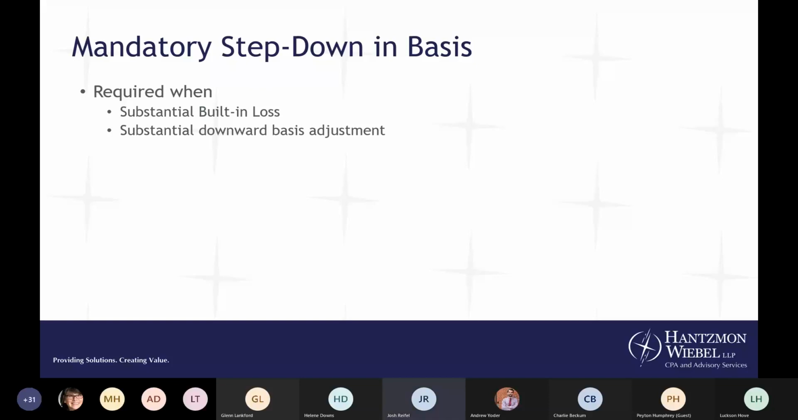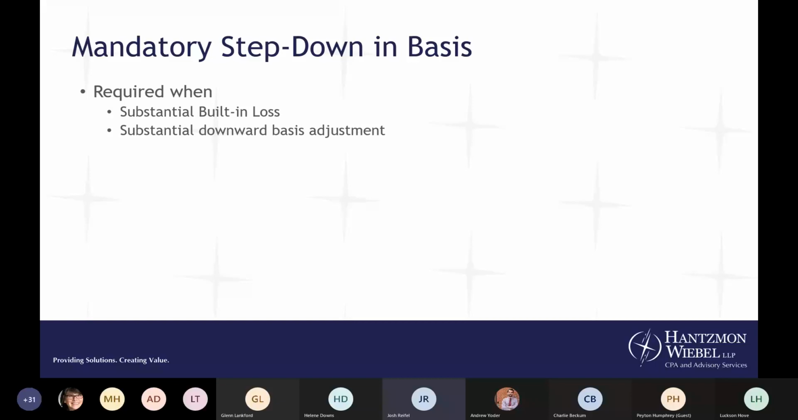All right. Now there is a mandatory step down in basis. This is not technically under Section 754 because 754 is an election. This is not an election. This is mandatory. This is required when there's a substantial built-in loss for property, or also when there's a substantial downward basis adjustment. And the threshold for this is a $250,000 entity level adjustment. All right. When there's a $250,000 adjustment, then this becomes mandatory.